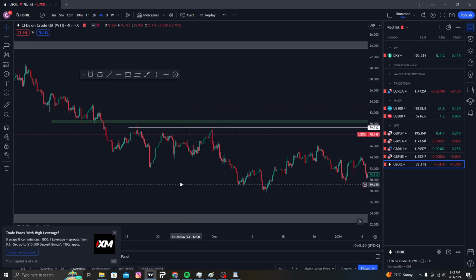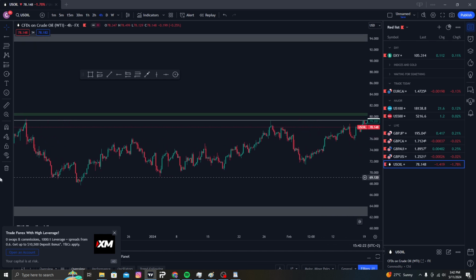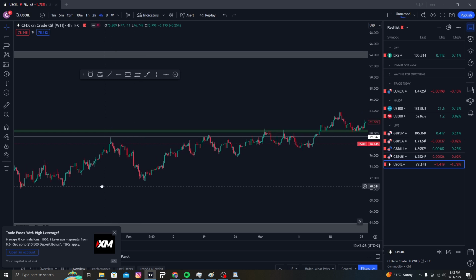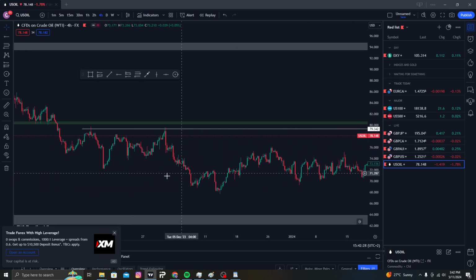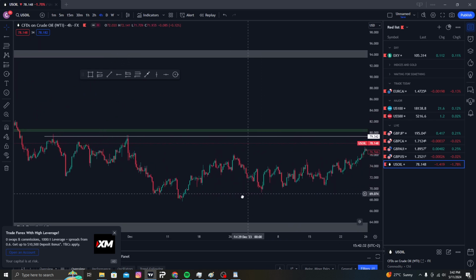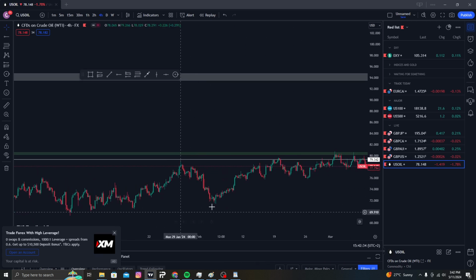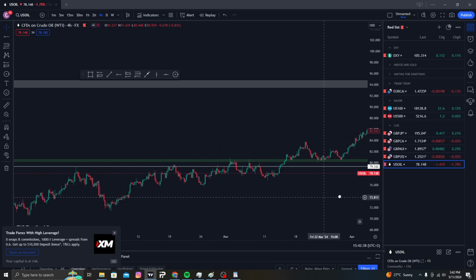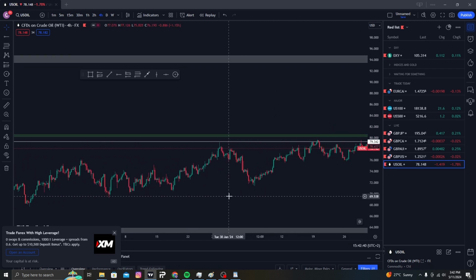Sellers created this new level. You see it? Do you see it, guys? You remember there was a strategy that I was explaining about sellers. Do you remember?